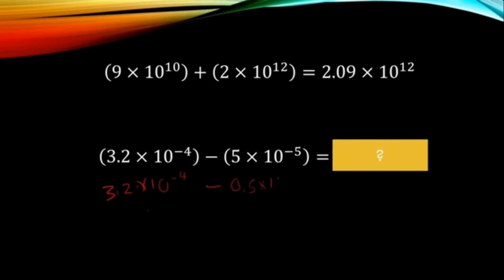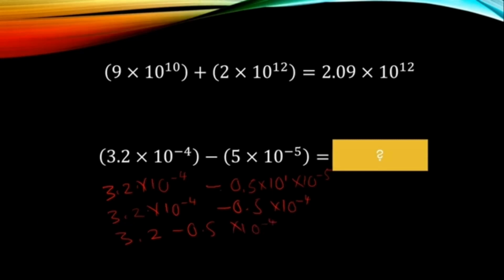So it will be 3.2 times 10 to the power minus 4 minus 0.5 times 10 to the power minus 4. And then we just subtract these ones, 3.2 minus 0.5 times 10 to the power minus 4. 3.2 minus 0.5 will give us 2.7 times 10 to the power minus 4. Let's cross check with our answer. Yes, 2.7 times 10 to the power minus 4.